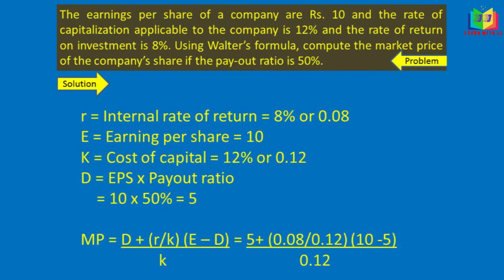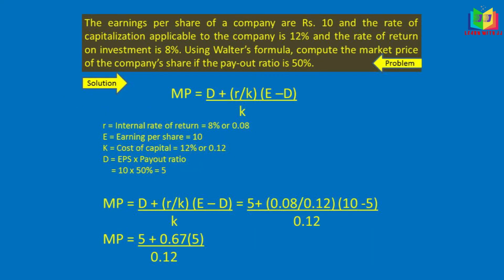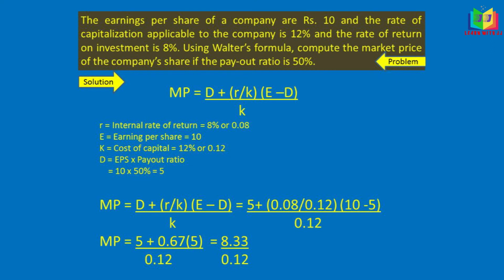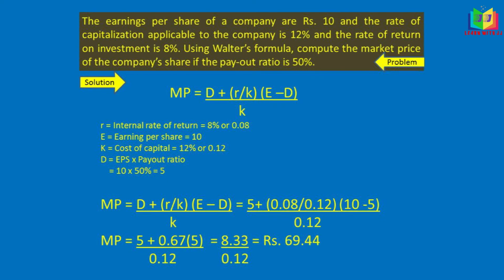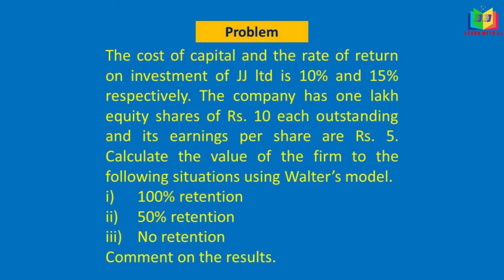If we substitute in that formula, that is MP equal to D plus R divided by K multiplied by E minus D, the whole divided by K, we'll get 8.33 divided by 0.12, and it gives 69.44 rupees, and this is the market price of the share. Okay. Now we'll see one more problem.